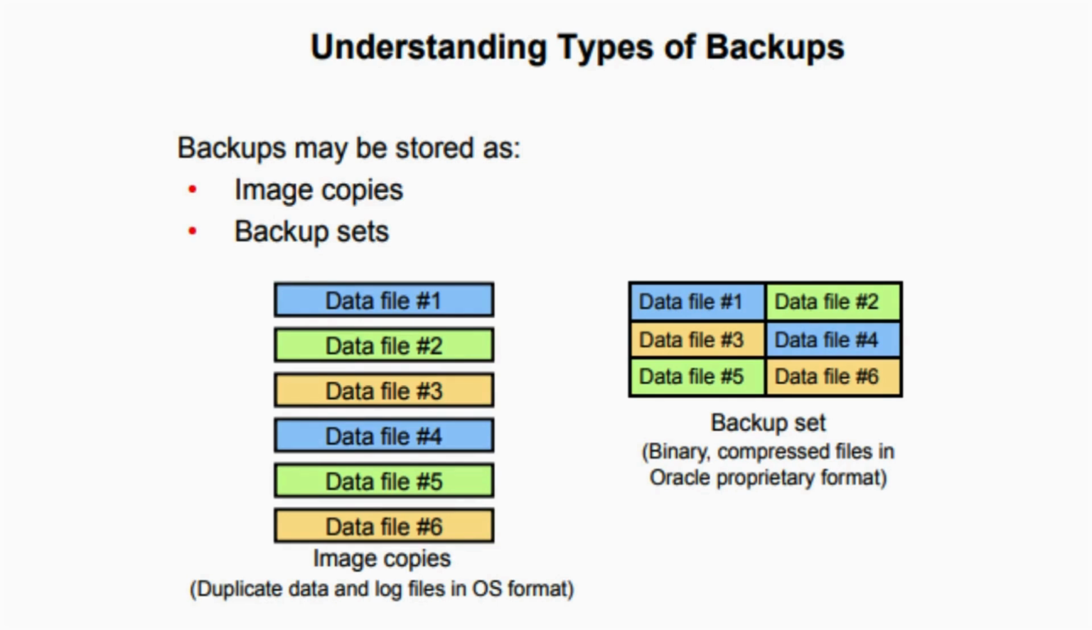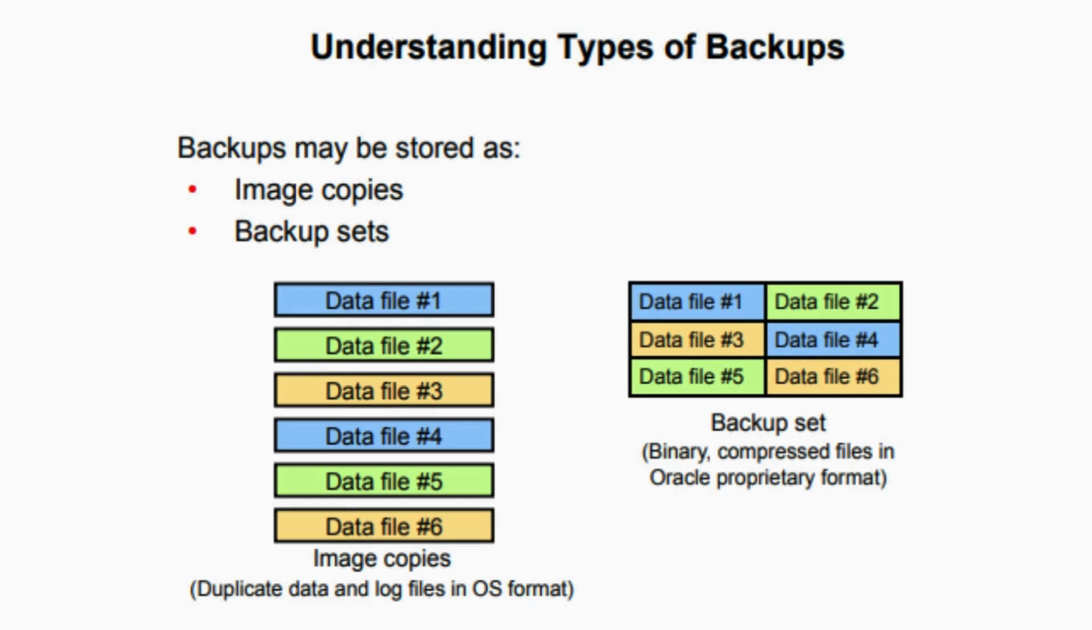Image copies are duplicates of data or archived log files, similar to simply copying the files by using operating system commands. Backup sets are collections of one or more binary files that contain one or more data files, control files, server parameter files, or archived log files. With backup sets, empty data blocks are not stored, thereby causing backup sets to use less space on the disk or tape. Backup sets can be compressed to further reduce the space requirements of the backup. Image copies must be backed up to the disk. Backup sets can be sent to the disk or directly to the tape.